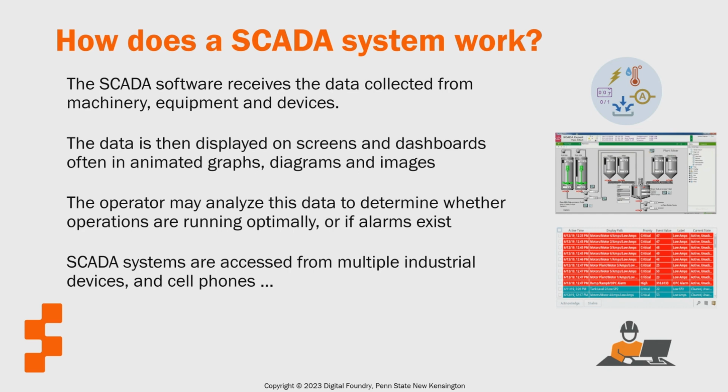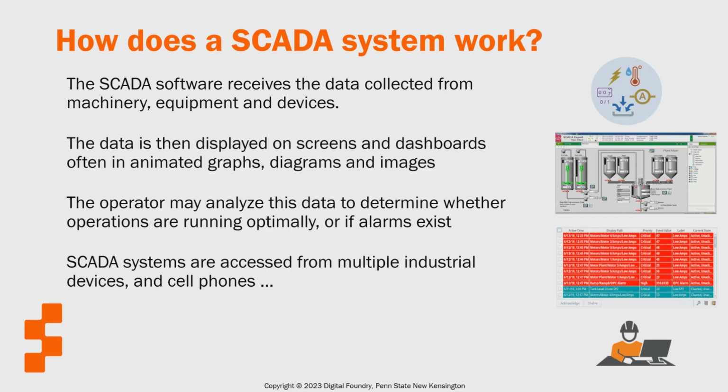The SCADA software receives data collected from machinery, equipment, devices, and processes. This is how it works. The data is then displayed on screens and dashboards, often on animated graphs, diagrams, and images, so the operators know in real time what is happening on the floor or in the field.